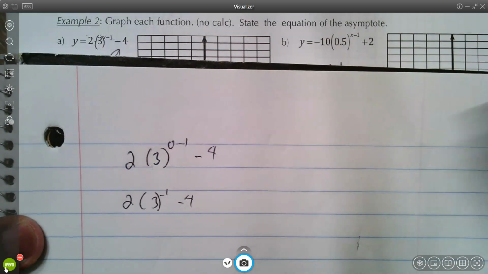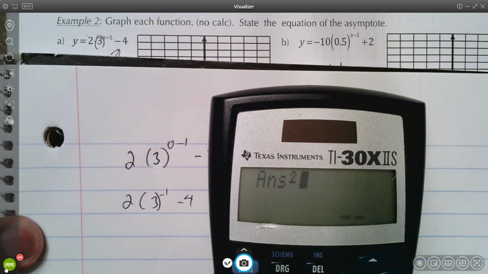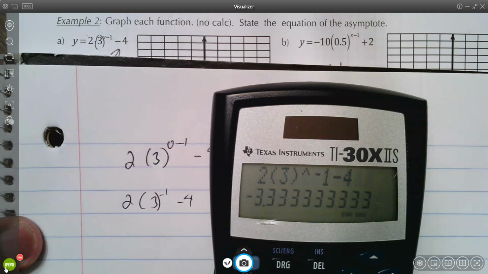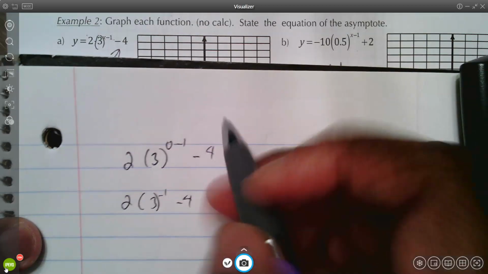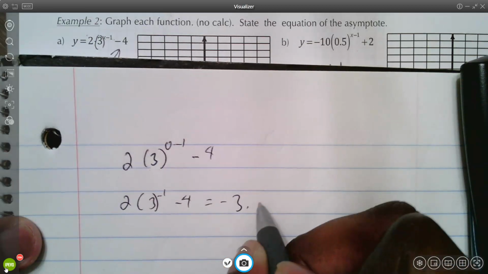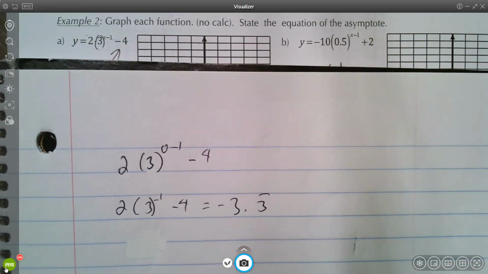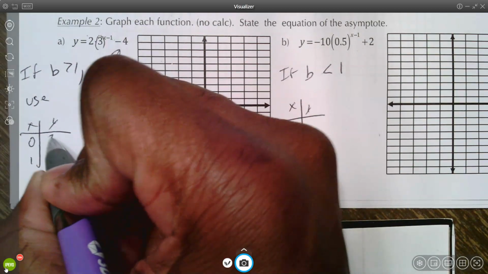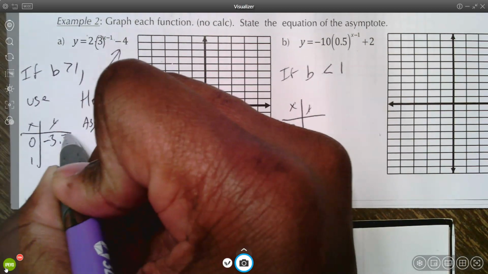And you can plug that into your calculator. So 2 parentheses 3 raised to the -1, and then subtract 4. It gives you -3.3 repeating. So the output is -3.3 repeating. Let's be sure to put that in the table. So the input is 0, output is -3.3 repeating.